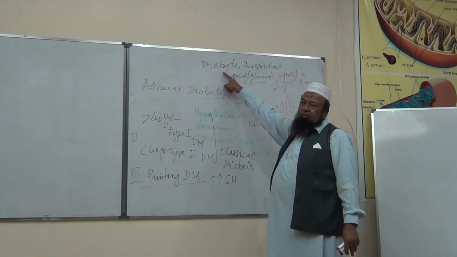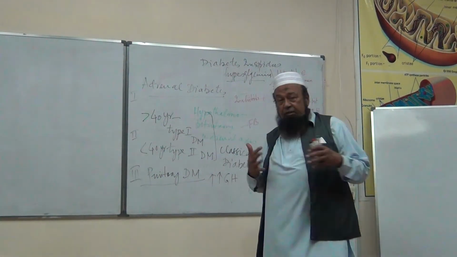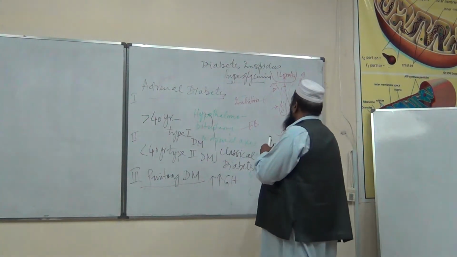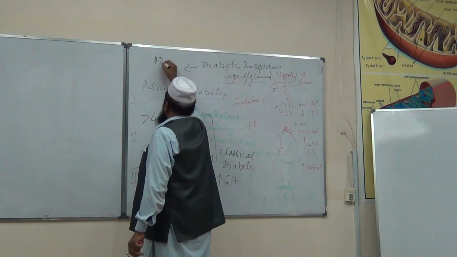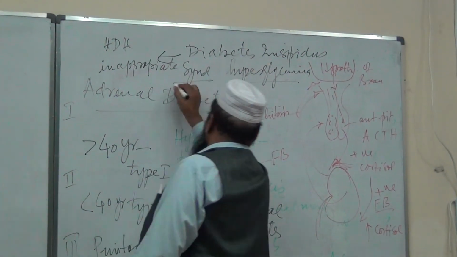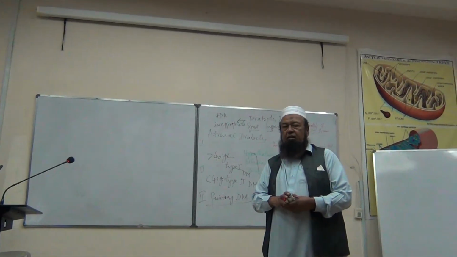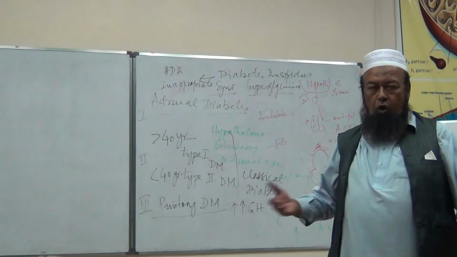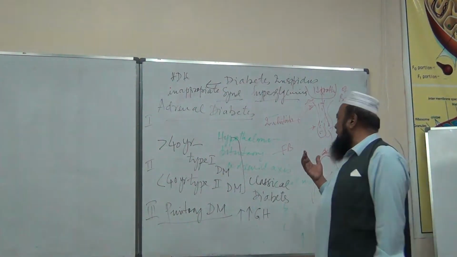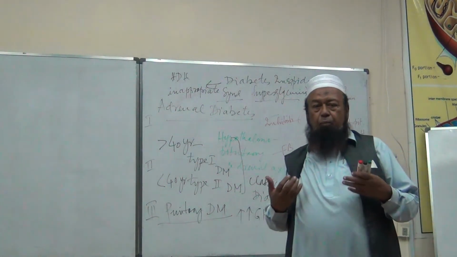And diabetes insipidus, diabetes means to pass more and more urine. Insipidus means tasteless, not sweet. Actually, the person is passing more and more urine, but it is tasteless. And this is due to ADH inappropriate syndrome. As a result, our posterior pituitary gland is not releasing ADH hormone in ample amount to act on the distal tubules of the renal tubules to absorb more and more water. So ADH is not being released from the posterior pituitary. The person suffers from diabetes insipidus due to ADH inappropriate syndrome.